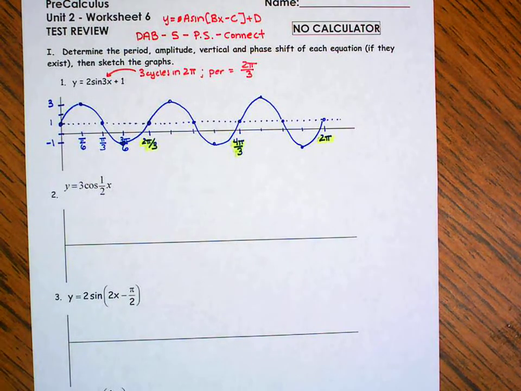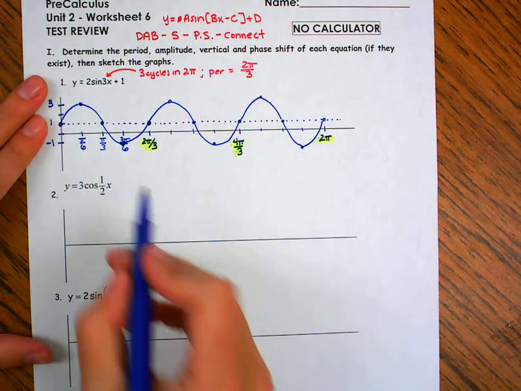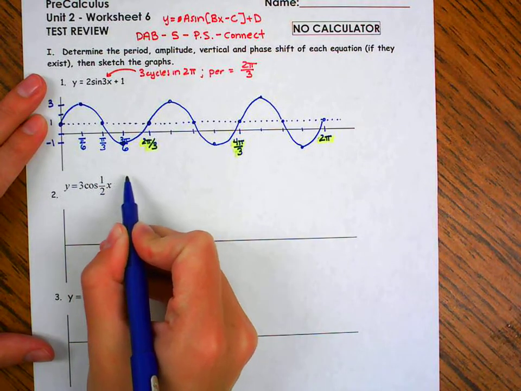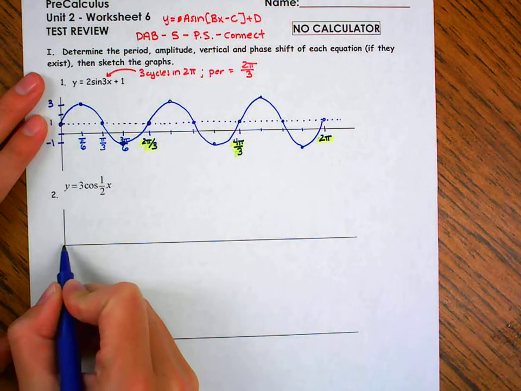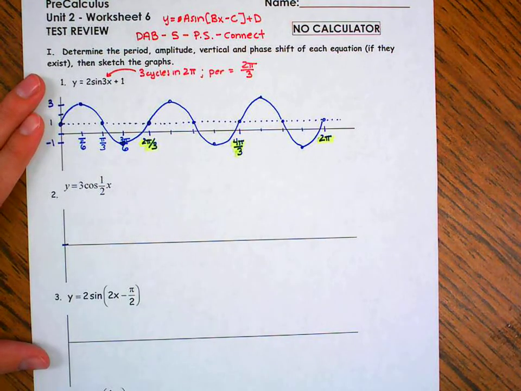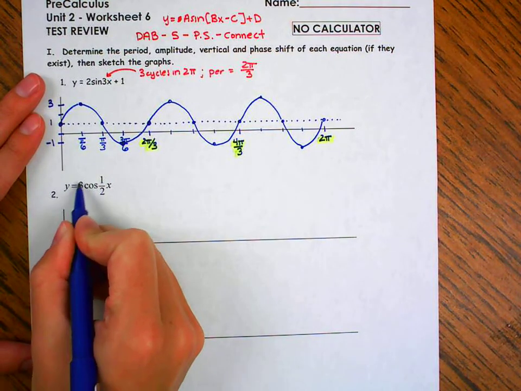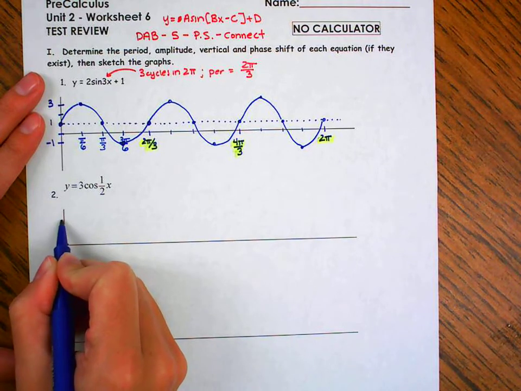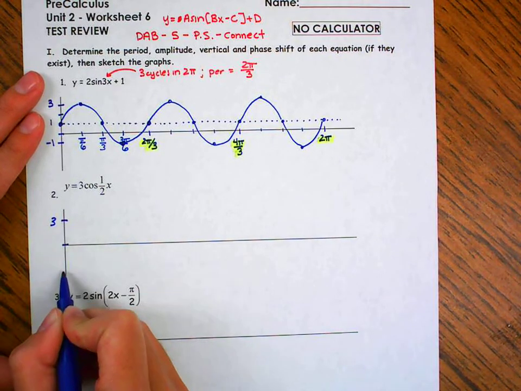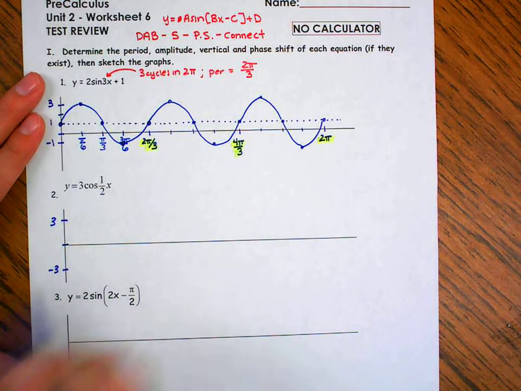3 cosine of 1/2 x. Okay, so I'm going to dab first. Notice there's no plus or minus here, so my center line's right here at 0. I'm going to do my A. My amplitude is 3, so from 0 I go up 3, and from 0 I go down 3.